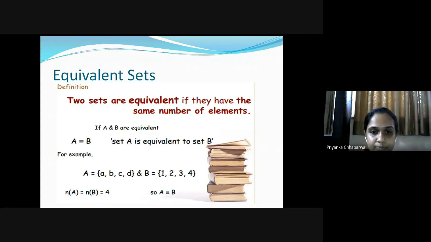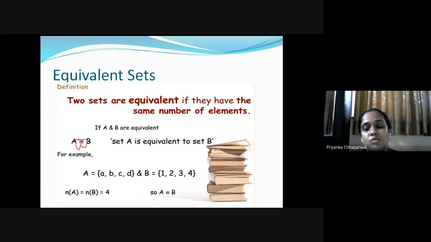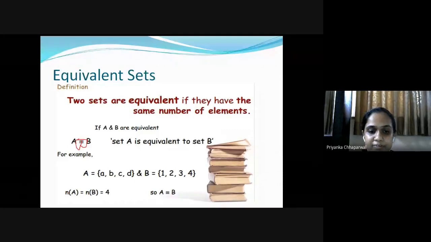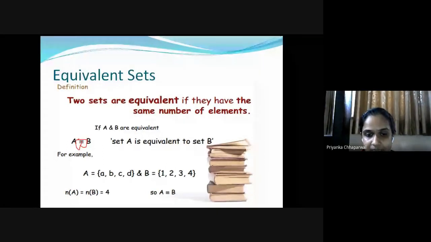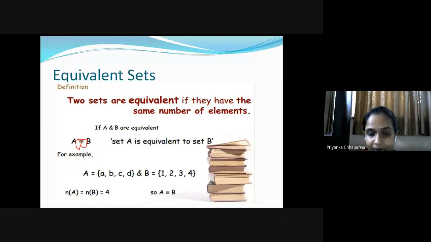Suppose we have two sets A and B that are equivalent. The notation of equivalent is this, three lines, known as the equivalent sign: set A is equivalent to set B. For example, in set A we have 4 elements A, B, C, D, and in set B we have 4 elements 1, 2, 3, 4. So in both sets the cardinal number is the same, then they are known as equivalent sets. Is it clear?